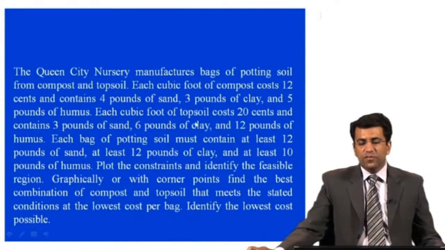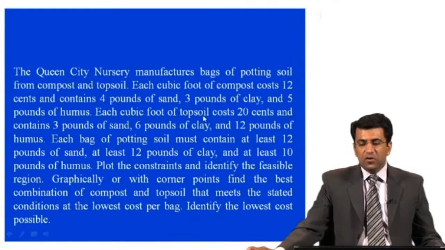Now each cubic foot of topsoil costs 20 cents. Again, if we produce 1 cubic foot of topsoil, it will cost us 20 cents. So up till now, what is the cost function? We can always identify the cost function. In this particular case, the cost function will be equal to 0.12 x1, if we represent x1 for the composite, plus 0.2 x2, if we represent x2 for the topsoil. So this is our cost function actually.